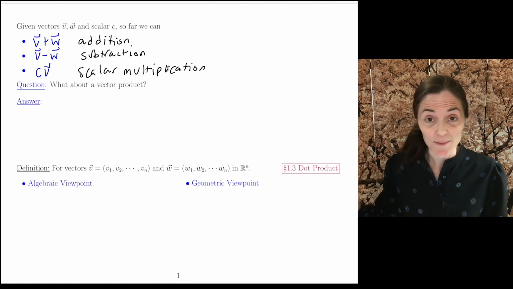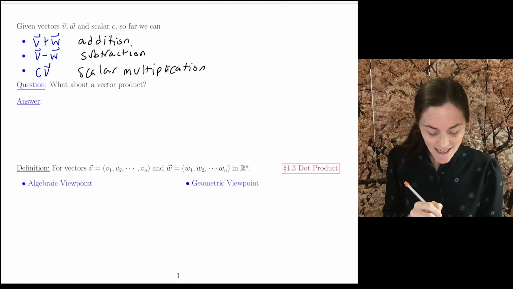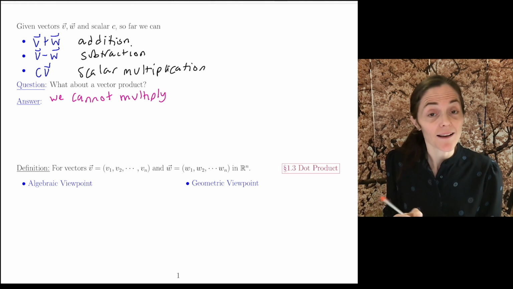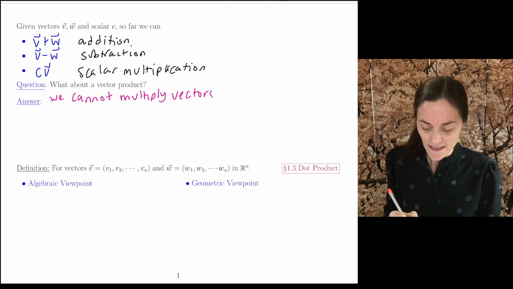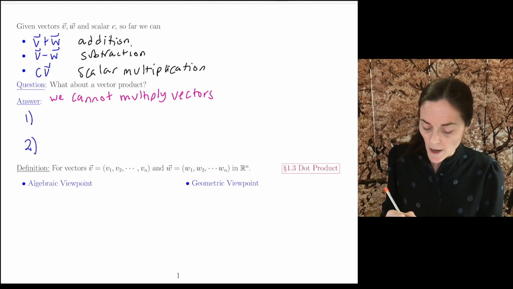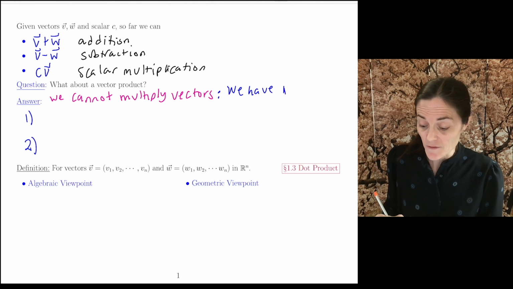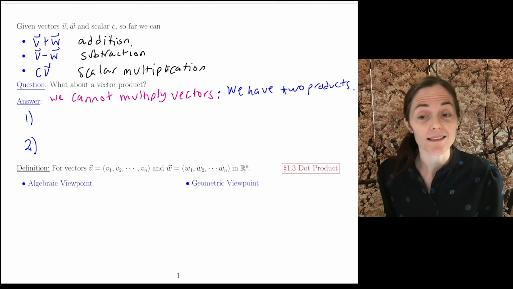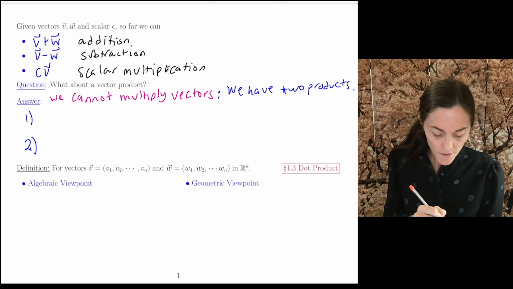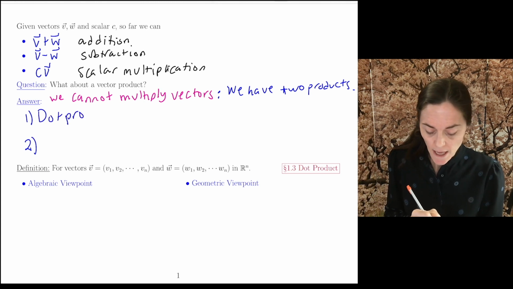Some say v times w. Well, the short answer is we cannot multiply vectors. But I do have a longer answer than that. Instead, we actually have two products. We have two products, but they're very different. Both of them we will discuss in the coming sections. The first one is called the dot product, and this is the focus of today.